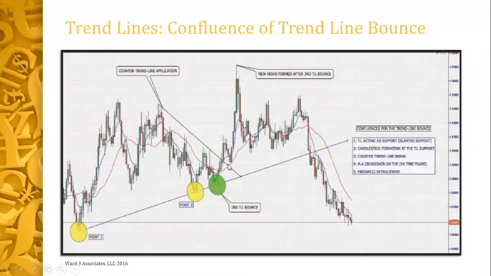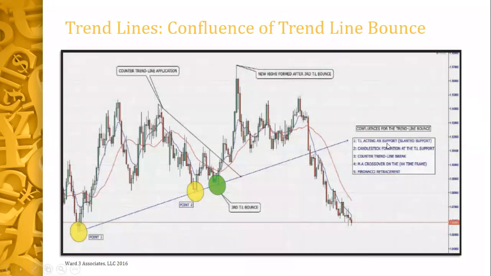That's 1. You got the counter trend line break, 2. Got the trend line bounce, 3. Pullback that we're looking to buy against. We fib from low to high. We're going to meet something right here. That's 4, right? Then your new high is formed after the 3rd trend line bounce. So here's your confluences for the trend line bounce.